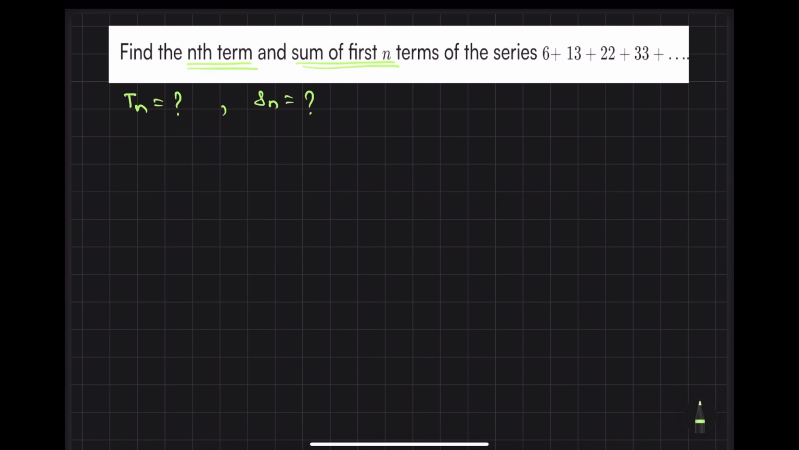So look at this. We will write down the series first: 6, 13, 22, 33. Done. Now we will find the differences. The first difference is 13 minus 6, which is 7. The next difference is 22 minus 13, which is 9. Then the next difference is 11. We did not get any pattern.